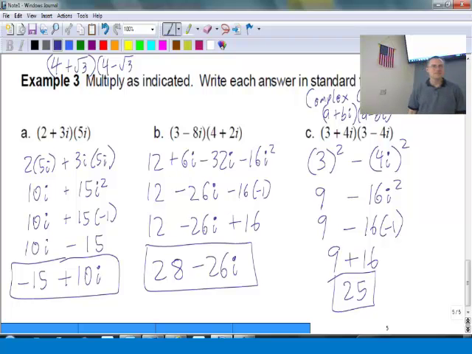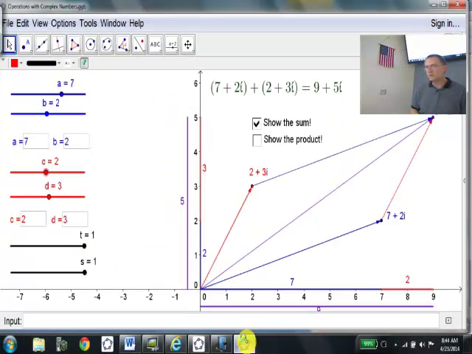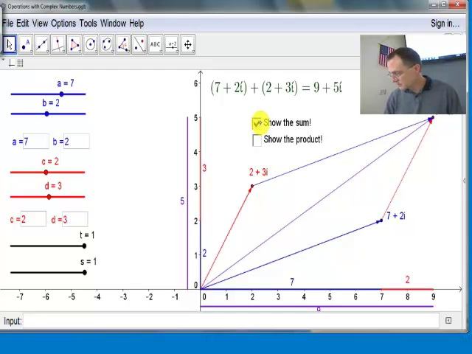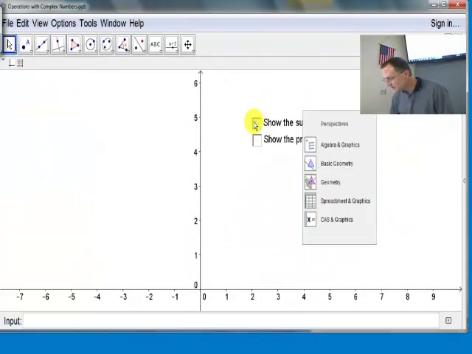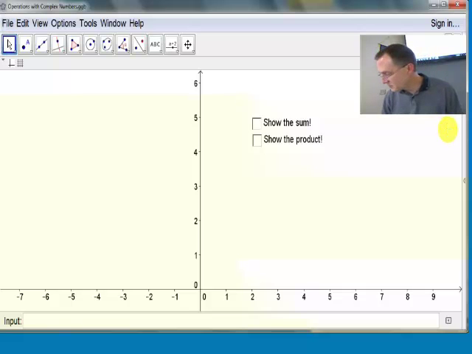Now, some fun facts about multiplying complex numbers that you really don't have to know, but I think they're sufficiently interesting to mention. I didn't mean to open a new window there. As soon as that window opens and I can close it, turn that off. That's the one I want to close. There we go. Show the product. It's just not recognizing this. Fine.